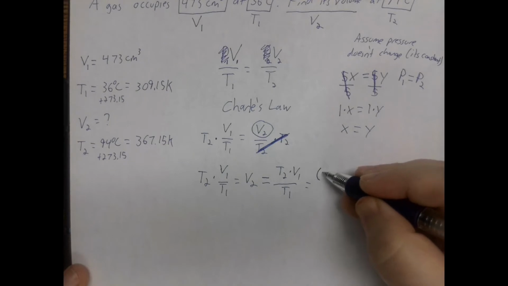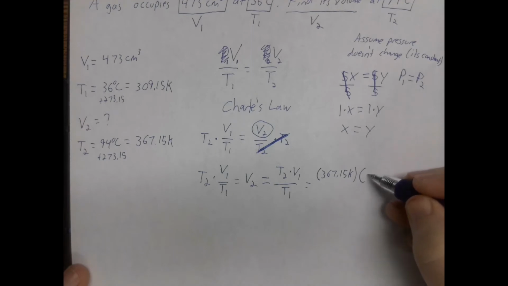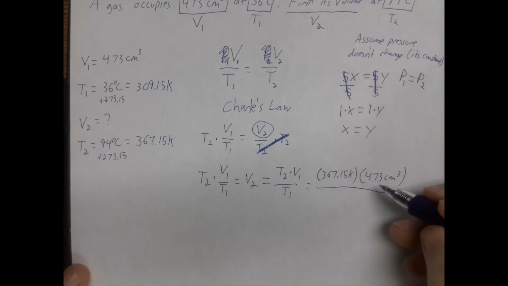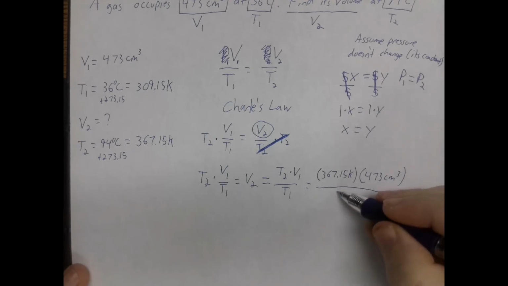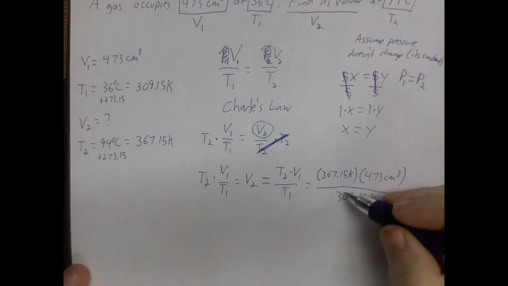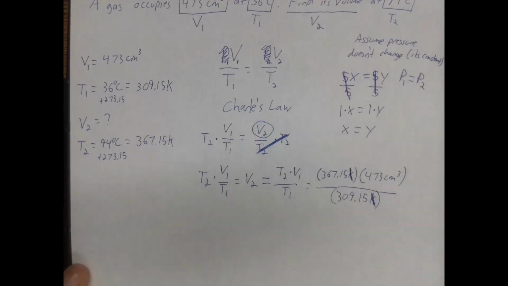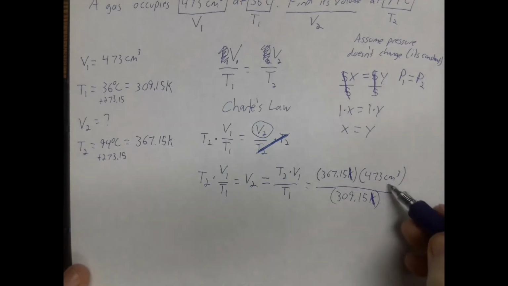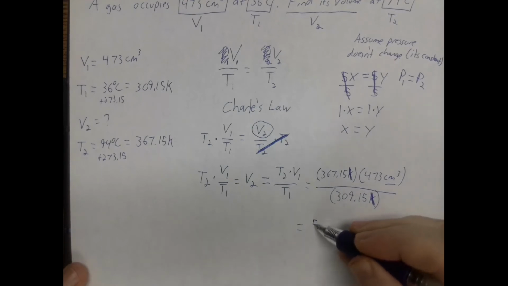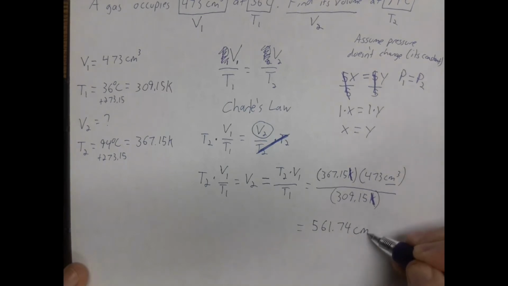So T2 is 367.15 Kelvin. V1 is 473 cubic centimeters. And I divide that by T1. I highly recommend you put units on this. So we cancel out the Kelvin. They appear on both the numerator and the denominator, giving us just units of cubic centimeters. So if you plug that into the calculator, you get 561.74. Our only unit left is cubic centimeters.